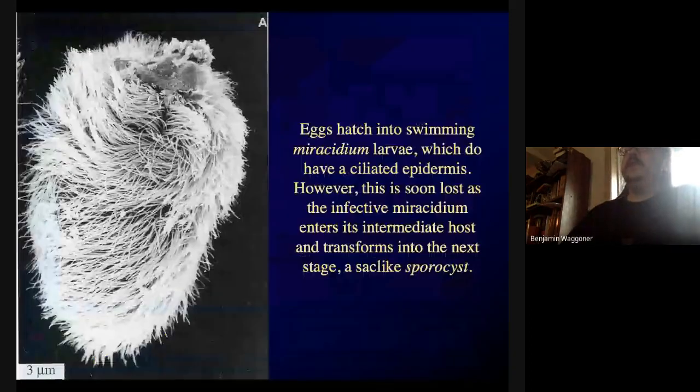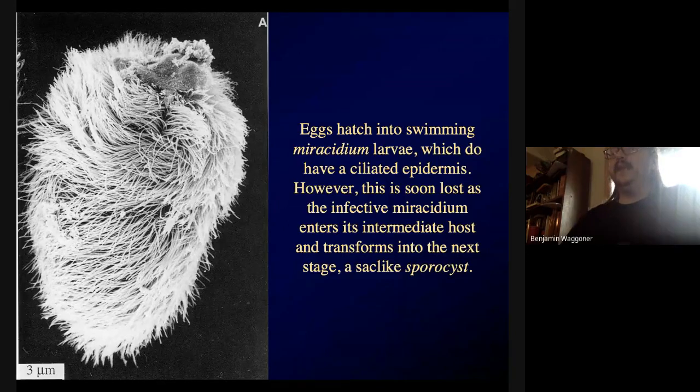Eggs hatch out into miracidium larvae, which look like this. This is one of them shown under the scanning electron microscope, and you can clearly see they're covered in cilia. The miracidium transforms into the next stage as soon as it enters the intermediate host. Sometimes the mollusk might eat eggs and they will hatch inside. Other times the miracidium will swim up to the host, a snail, and burrow into its tissues. It depends. But this is a newly hatched miracidium.